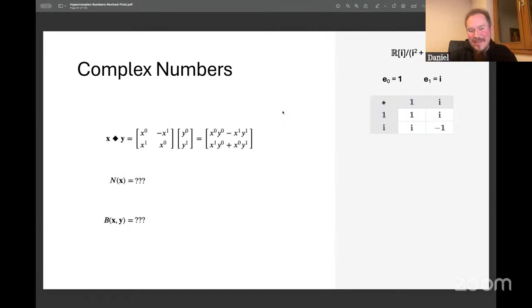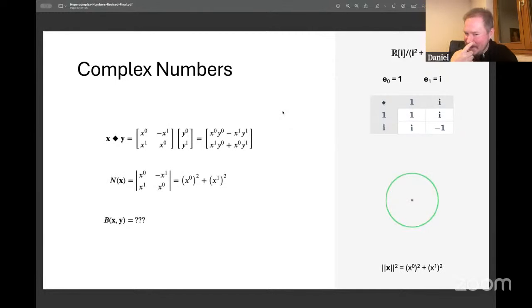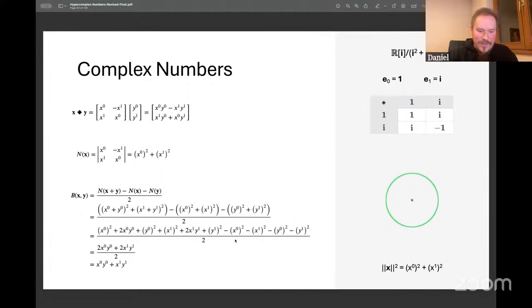You have to be careful. Maybe that's not always correct, but in this case, it works out very well. And you get a norm, which is exactly what you would expect for the complex numbers. So if you just multiply things out according to the way you evaluate determinants, you get x0 squared plus x1 squared. And that is indeed the right quadratic form. And then you can just use the polarization identity to get also this bilinear form, which is giving you the inner product.